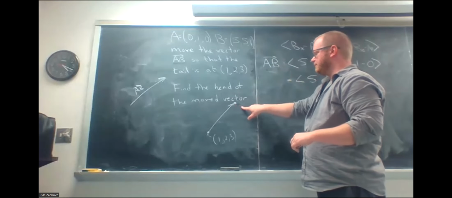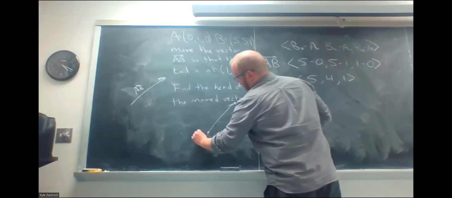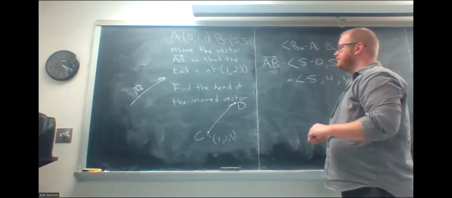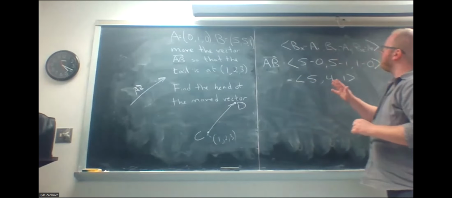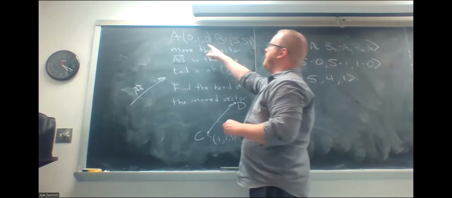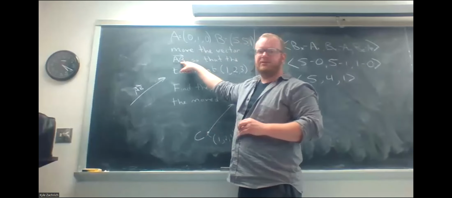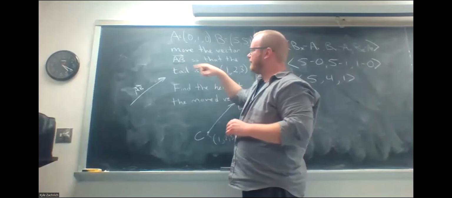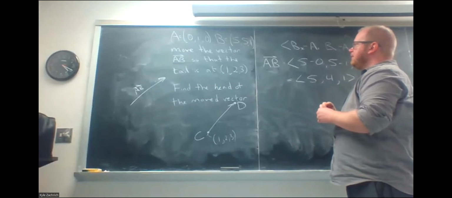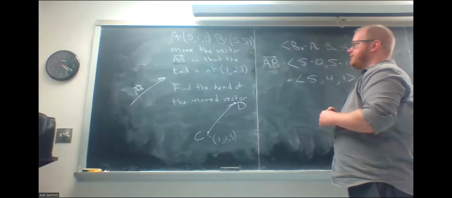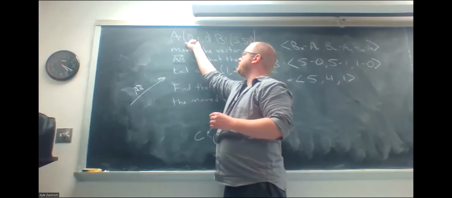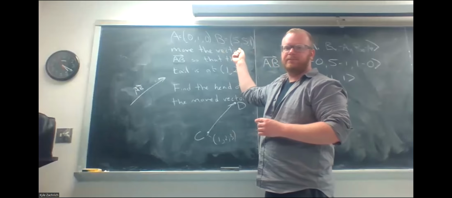I'm going to call this point C, and I'm going to call this D. Now, the first part of this problem says, I gave you 2 points, tell me what the vector is between them. A much more common problem, or a good second part for this, is I'm going to tell you the vector and one of the points, and you tell me what the other point is.